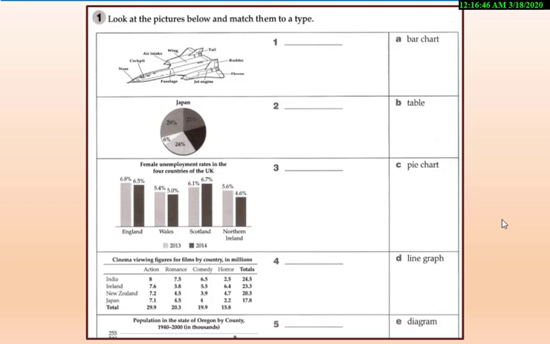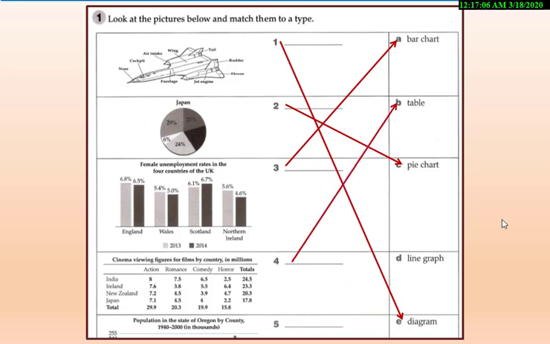Now let's see together. In the first picture, we have a diagram. In the second one, we have a pie chart. In the third picture, we have a bar chart. In the fourth picture, we have a table. And we have a line graph in the fifth picture. Check your answers. Correct the mistakes, if any.